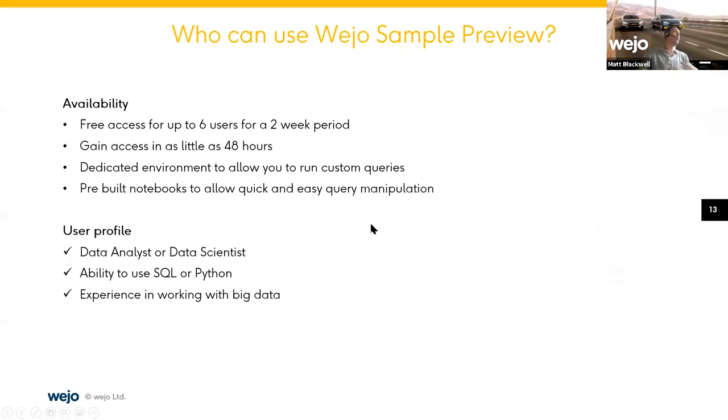So what would I get as a user of Wejo Sample Preview? As I've already mentioned, this is completely free access. We typically like to limit it to 6 users, and that's not to say that we can't have more, and up to a 2-week period. Now, as I've already mentioned, at the moment we are onboarding customers in around 24 hours. However, typically it's around 48 hours. And you also get that dedicated environment to allow you to run those custom queries.